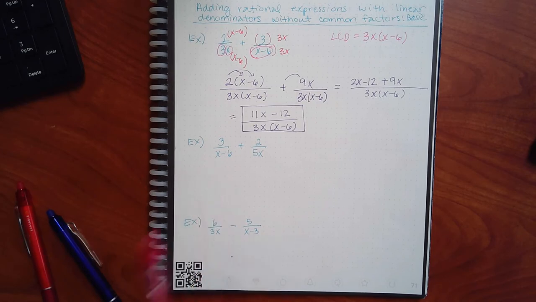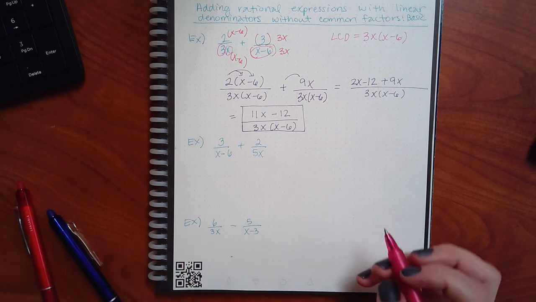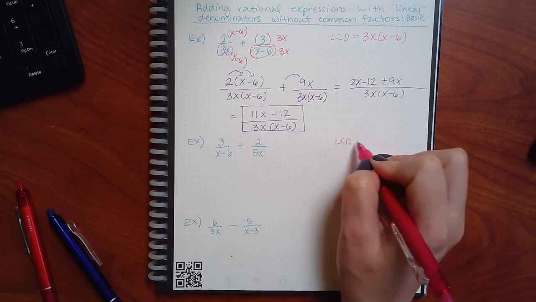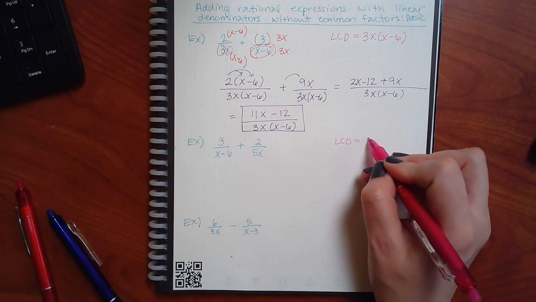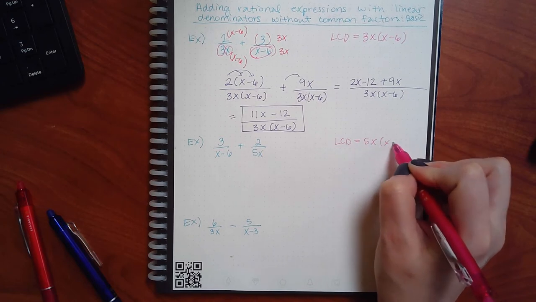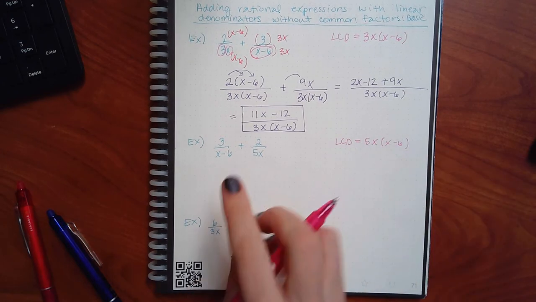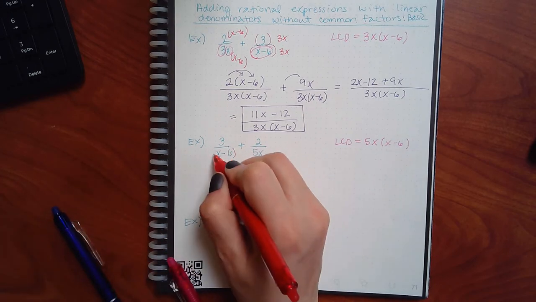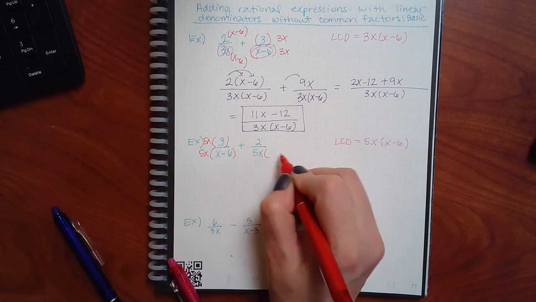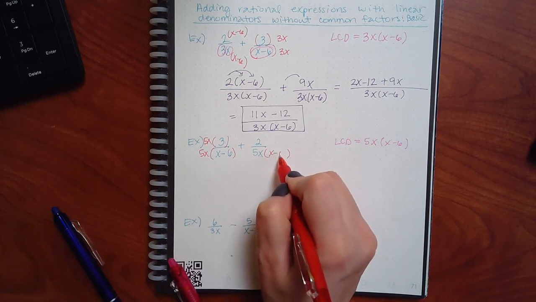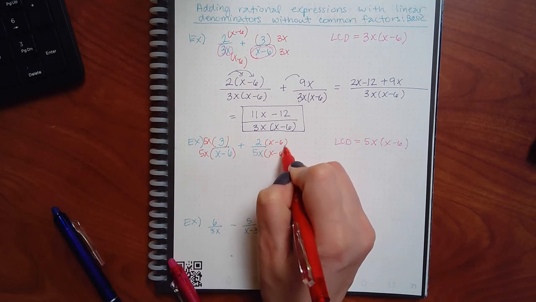Same thing, I will give you a second to write down, but then we'll do the same thing with the next one. What is the LCD for this next one? 5x, x minus 6. So this one's missing 5x. So do the same to the top. This one is missing x minus 6. So do the same to the top.